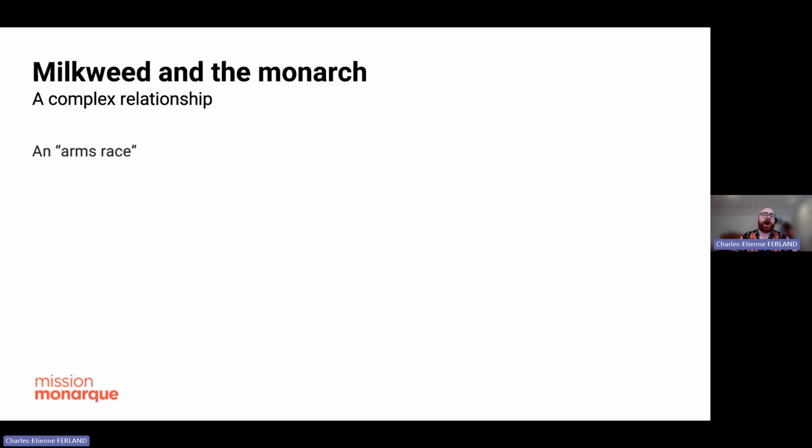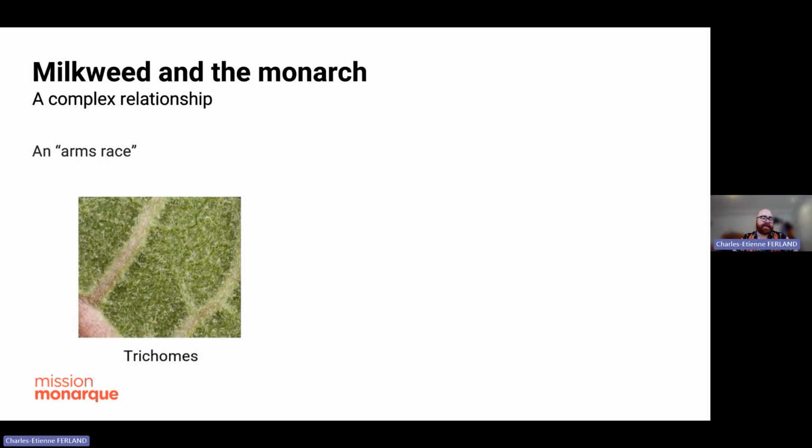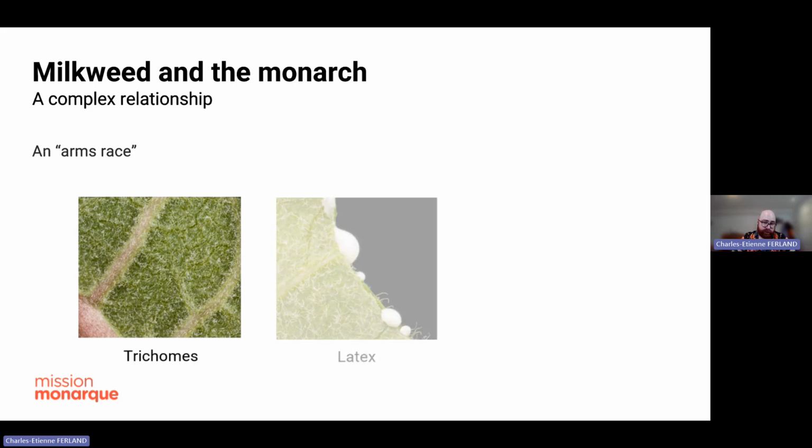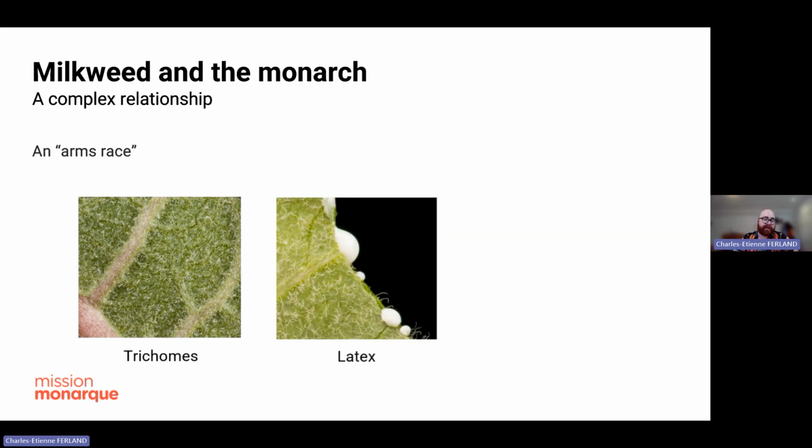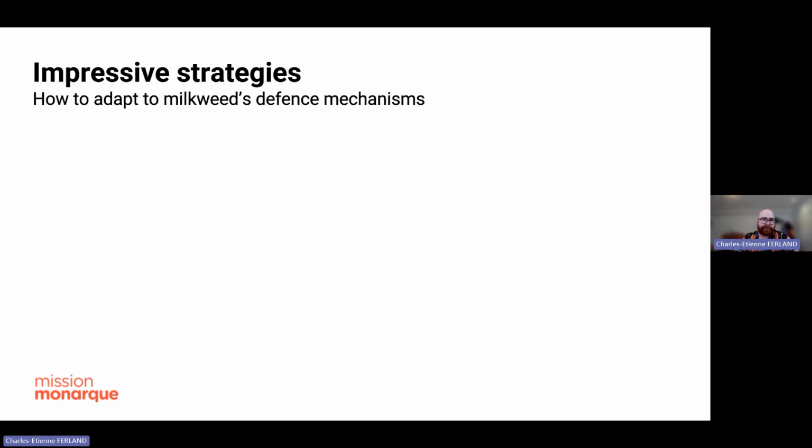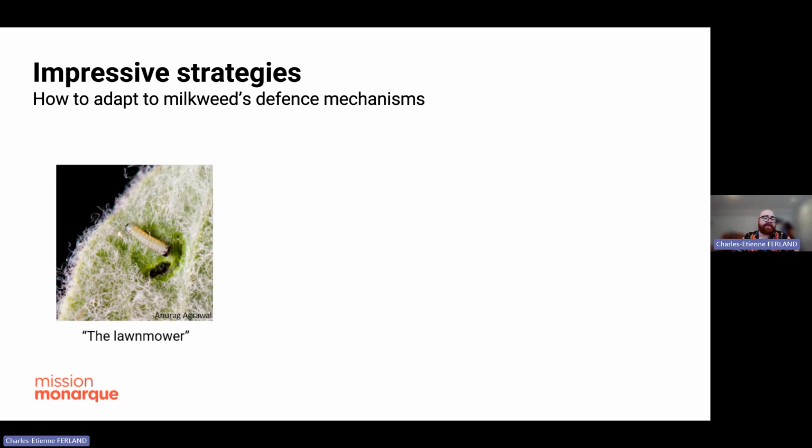In biology, we're talking about an arms race because both species are trying to evolve strategies to defeat the defenses of the other one. So, for instance, milkweeds have evolved trichomes on their leaves. The trichomes are tiny hairs which prevent access to the leaf tissue, or at least try to. Then in the leaf, there is this substance, the latex, and the liquid contains this toxin called cardenolides. However, the monarch has evolved impressive strategies to adapt to the milkweed's defense mechanisms.